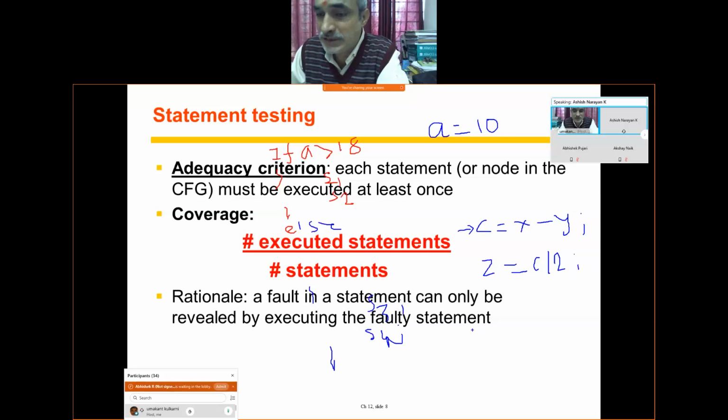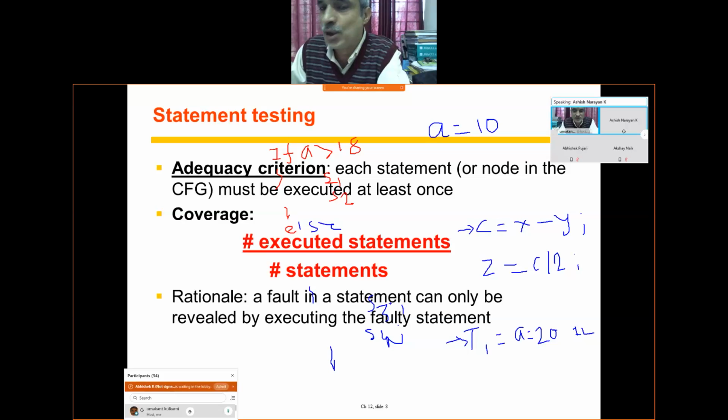Now what I'll do is I'll take a test case T1. Test case T1 equal to, I'll say A equal to 20 and expected output is issue license. I'm not writing in table form. Now for this test case, what is the coverage? Coverage is executed statements.